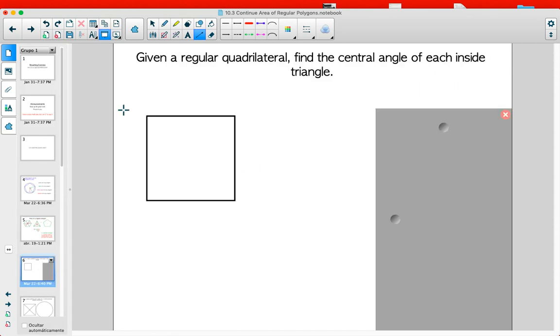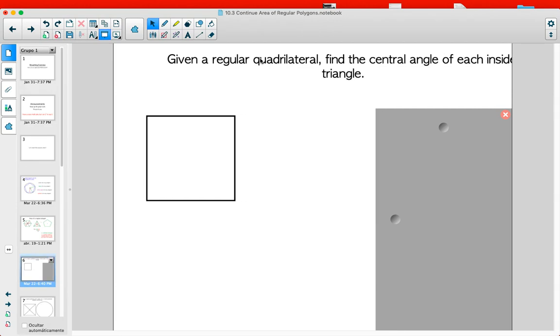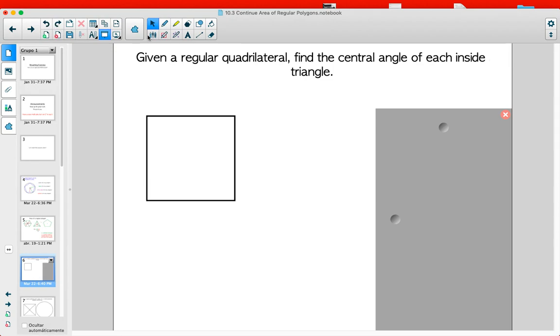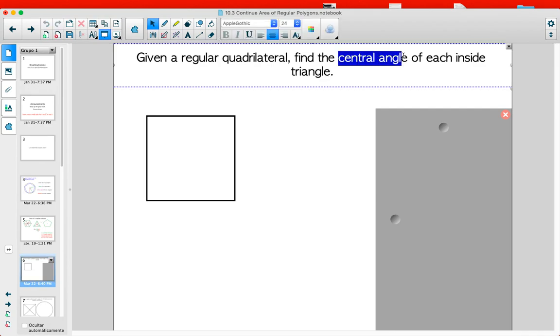So let's go back to this question. Given a regular quadrilateral, find the central angle of each inside triangle. So it's asking us to find the central angle, and you might be wondering, well, there are no central angles because central angles are usually within a circle, and you're correct. And then you might be wondering, of each inside triangle, what do you mean by that?